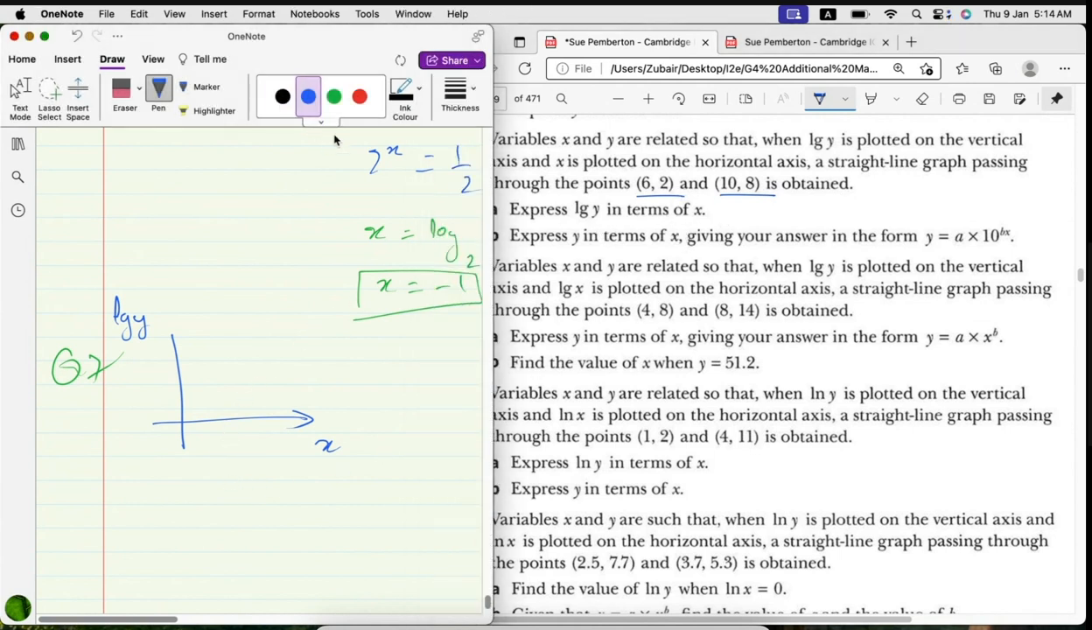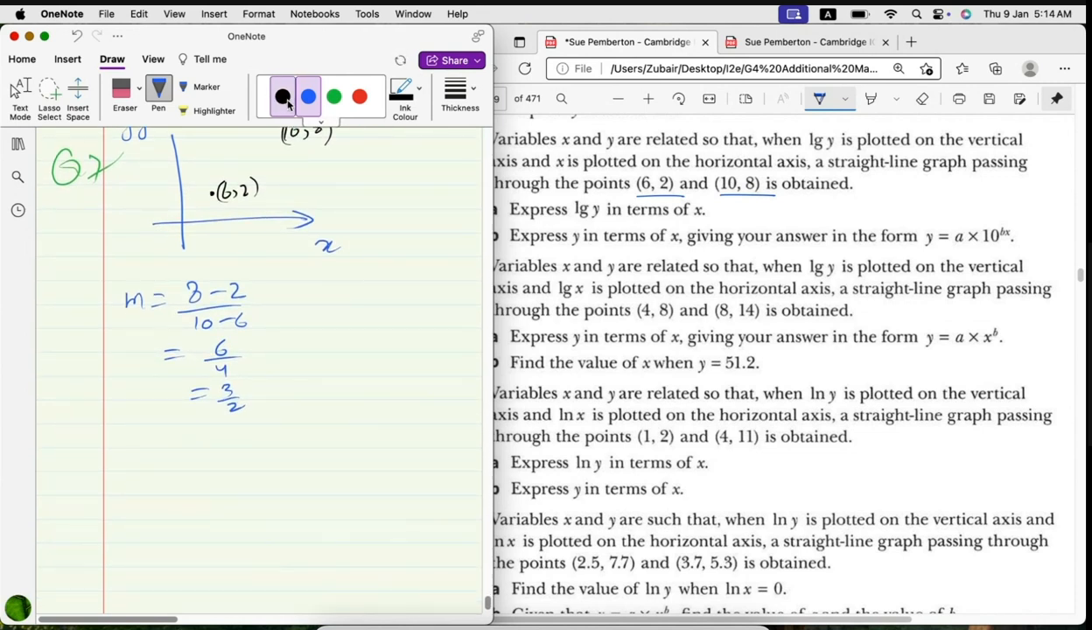So I'm just writing this for myself. X is 6, Y is 2, X is 10, Y is 8. So express LGY in terms of x. First of all, I'm using this to find the gradient: Y2 minus Y1 over X2 minus X1, which gives 3 by 2. Now I'm writing capital Y equals M into capital X plus C.